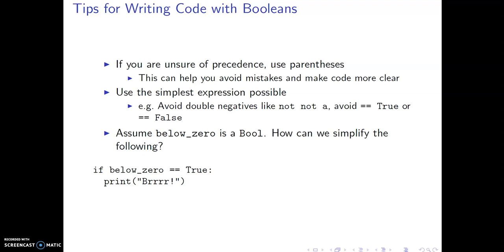So let's assume below 0 is Boolean. How can we simplify what appears below right here? So it's Boolean, meaning it's a true or a false, right? Well, we want to avoid using that equal equal true. So let's say below 0 is true. Then if we get rid of this equal equal true, we'd have if true, print BR. If it's false, you don't print BR. It's really that simple. This is redundant and unnecessary. It's like you're taking true and saying true is equal to true, therefore it's true. It's not needed.